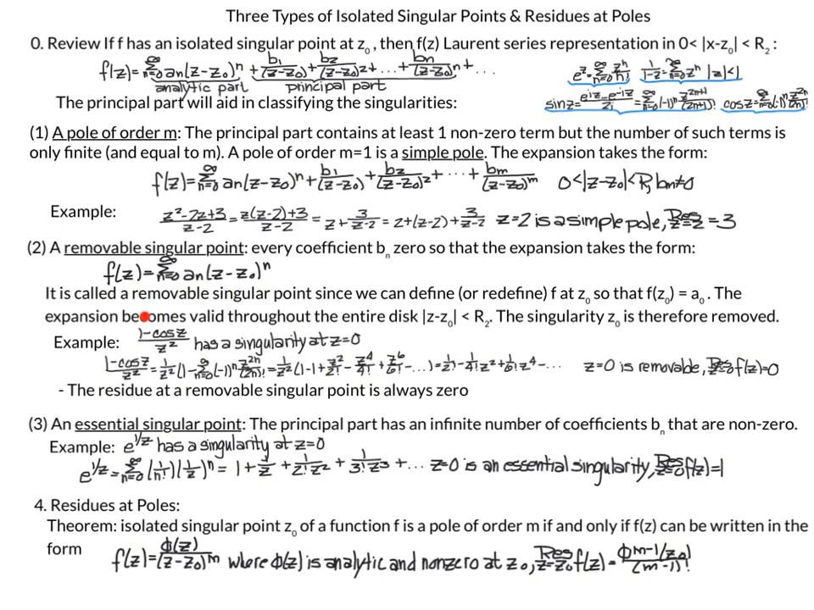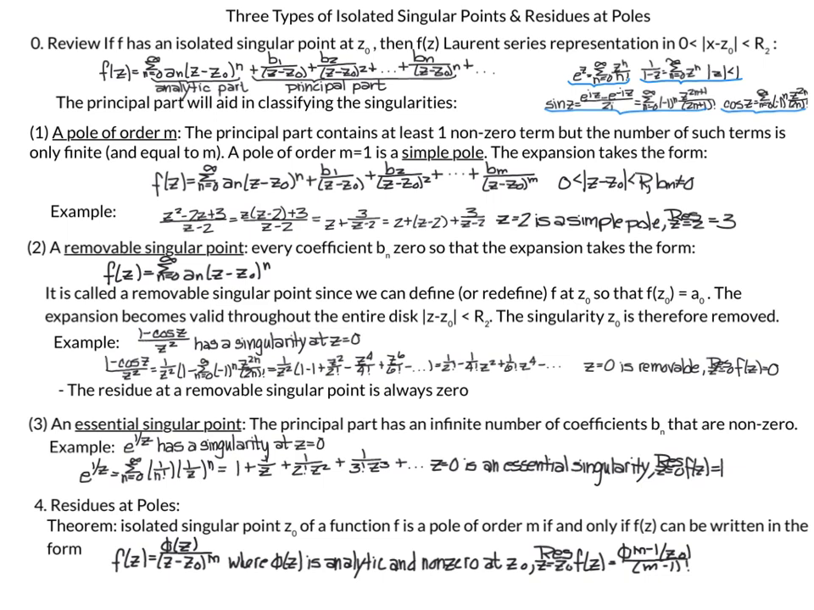An example here is (1 minus cosine z) over z squared. We can see the singularity at z equals 0. We can take the Laurent series expansion, and we see we get no principal part. So z0 then is removable, and the residue at z equals 0 is equal to 0.